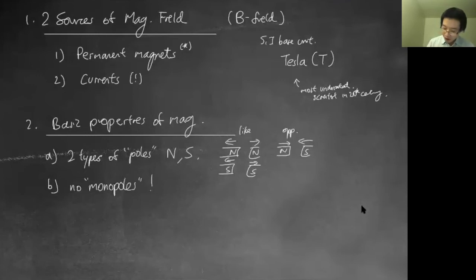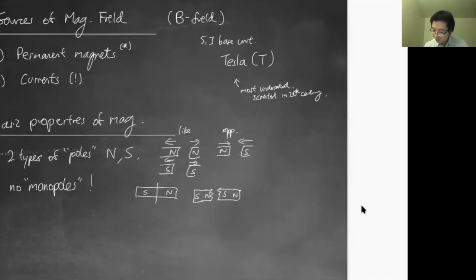So whenever you have a permanent magnet like this, North and South, if you cut it in half, you don't get a North Pole and a South Pole separately. Even if you chop it in half like this, what you get is two magnets like this. Maybe I can bring up a picture.